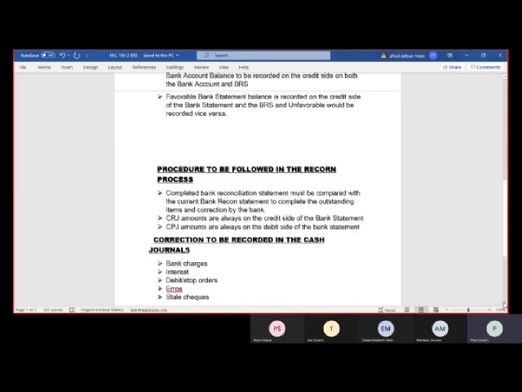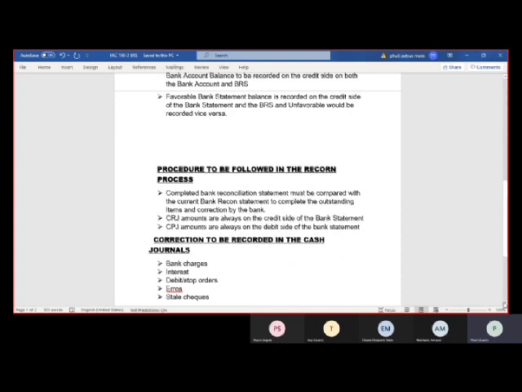Let's look at the procedures to be followed in the reconciliation process. You complete your bank reconciliation statement that must be compared with the current bank reconciliation statement to complete the outstanding items and the correction by the bank. Basically, I was supposed to say complete the previous bank reconciliation to be compared with the current bank reconciliation statement to be completed with the outstanding items and the correction by the bank. My apologies for that one, but I will change it.